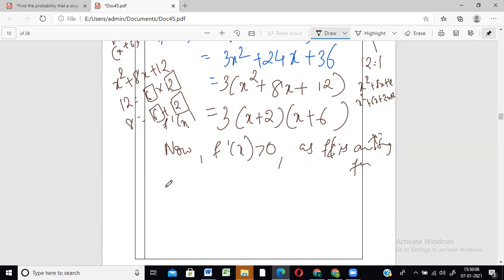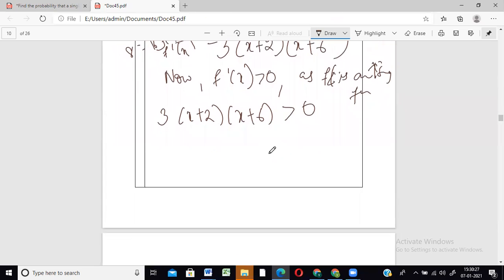We have three parts: 3, x plus 2, and x plus 6, and the product has to be greater than 0. 3 is of course greater than 0, we know that. These two brackets are the points that we have to check. When can you have something greater than 0 on multiplying? Either both the things are positive or both the things are negative.